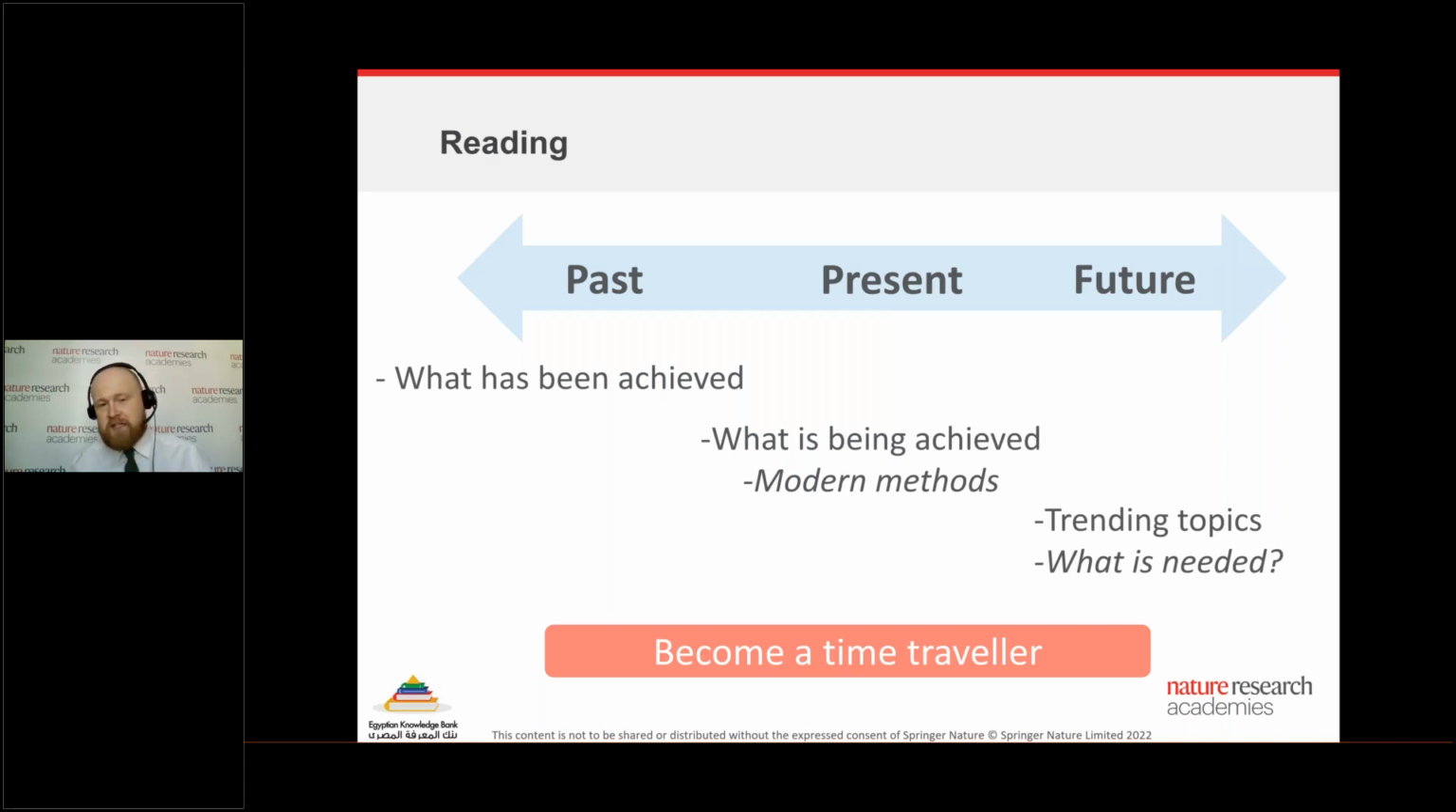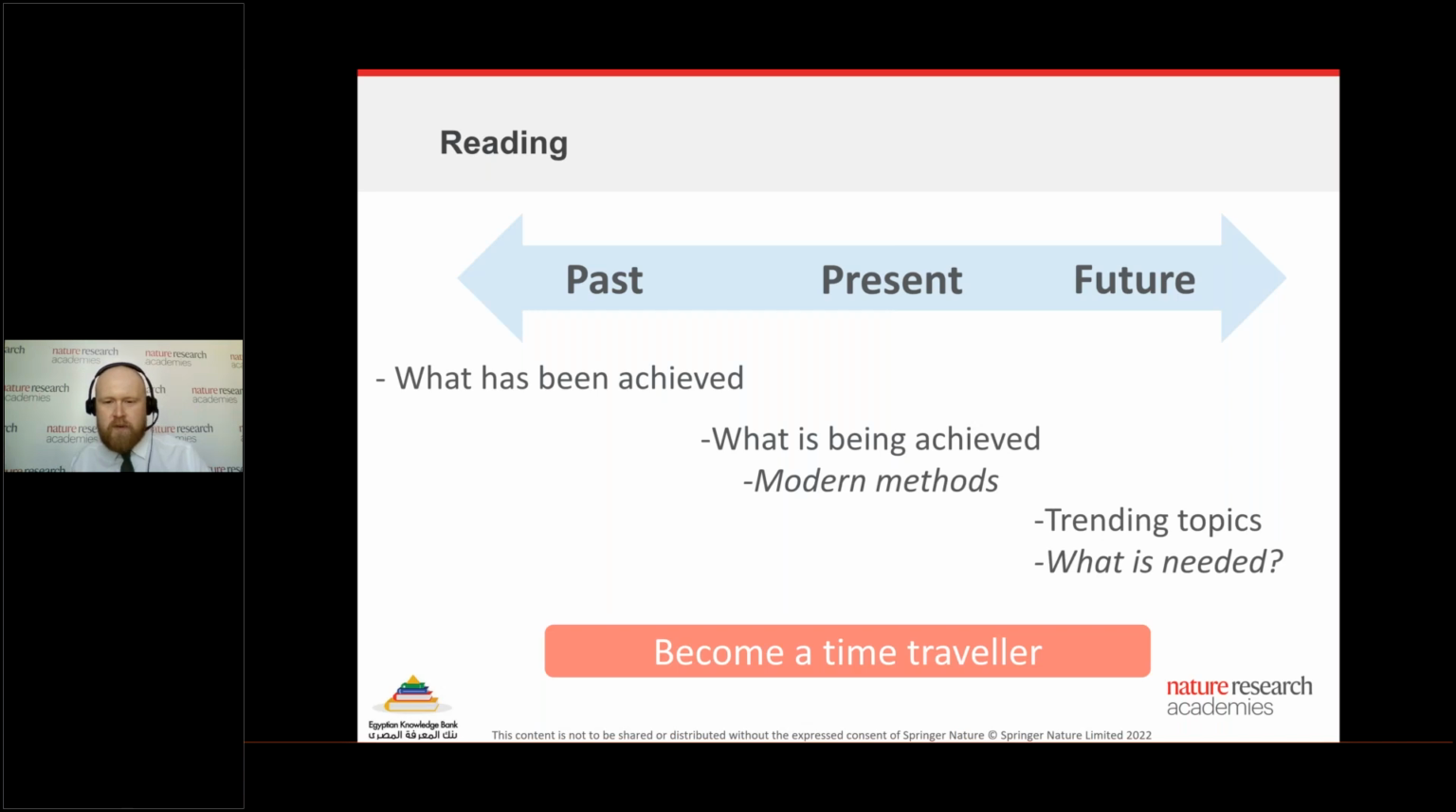So there's lots to learn from reading in terms of what's already been achieved and what's currently being achieved. But also, we can establish what the future is going to look like. Through reading lots of articles, we can establish trends within our research fields. What's likely to be funded tomorrow? What's cutting edge? And what's important and relevant now that's going to lead to exciting projects in the future?